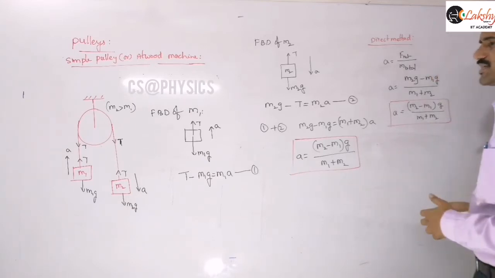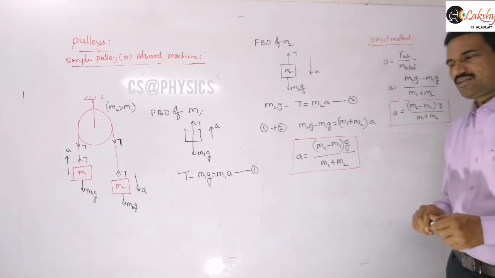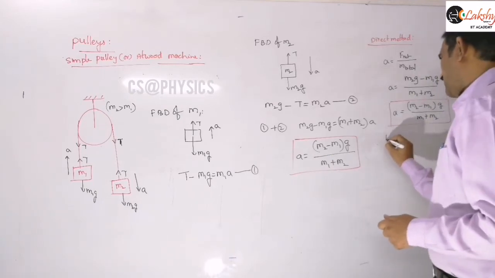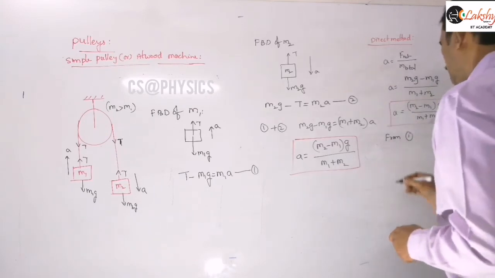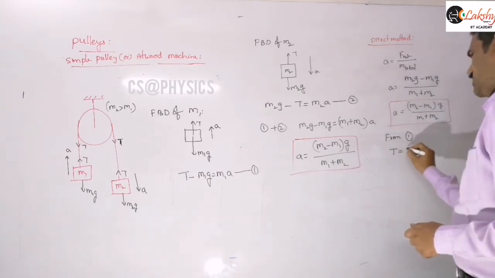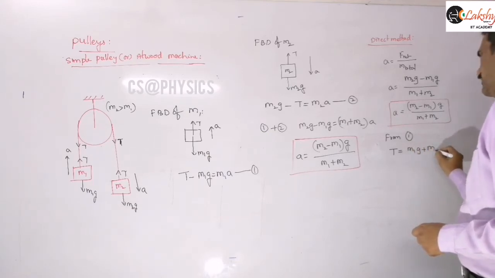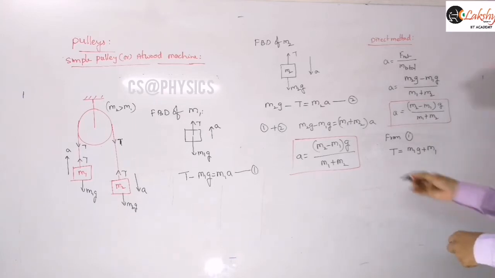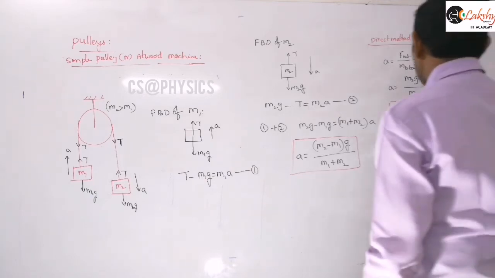Now once this acceleration is calculated, either you can use equation 1 or equation 2 to calculate the tension. So now I am writing from equation 1. Therefore T is equal to M1G plus M1 into A. That A you can take from this equation: M2 minus M1 into G by M1 plus M2. And take LCM and simplify this.